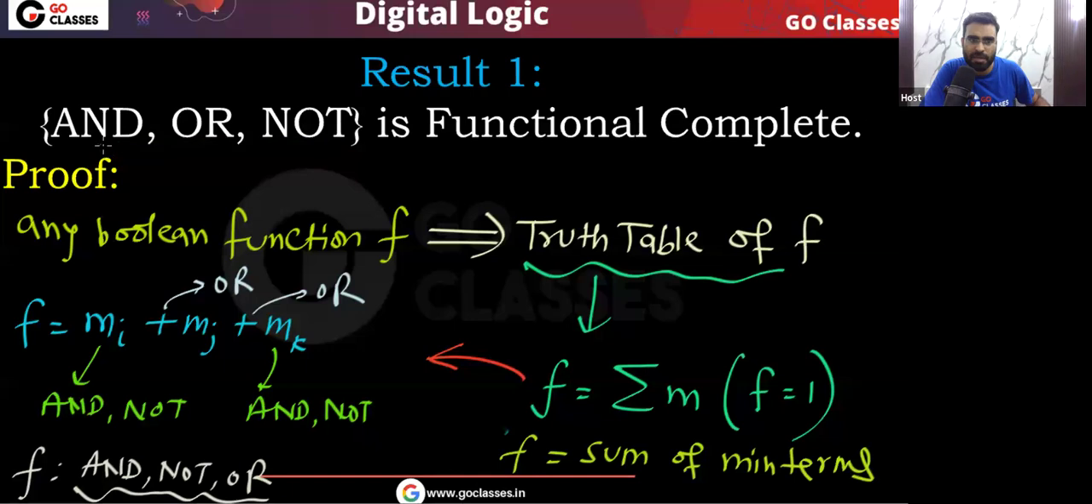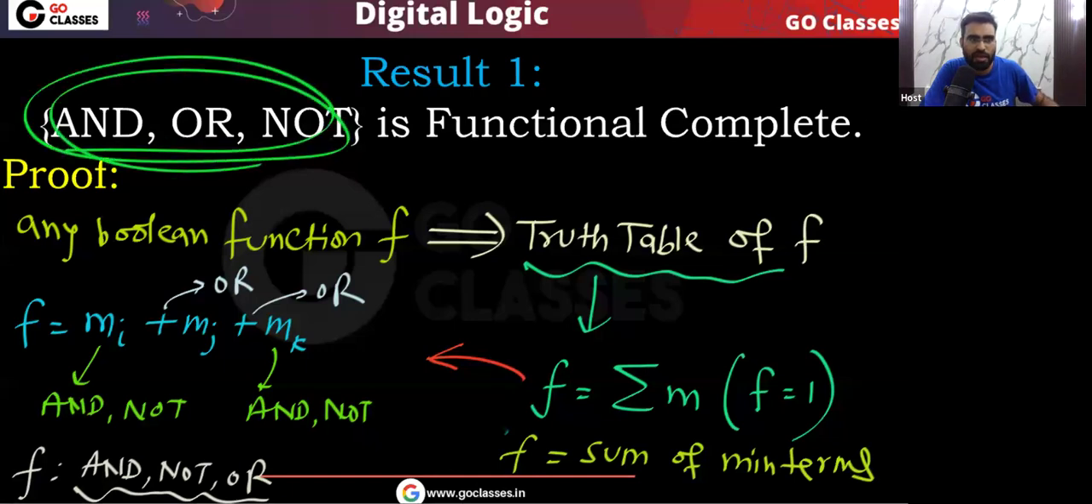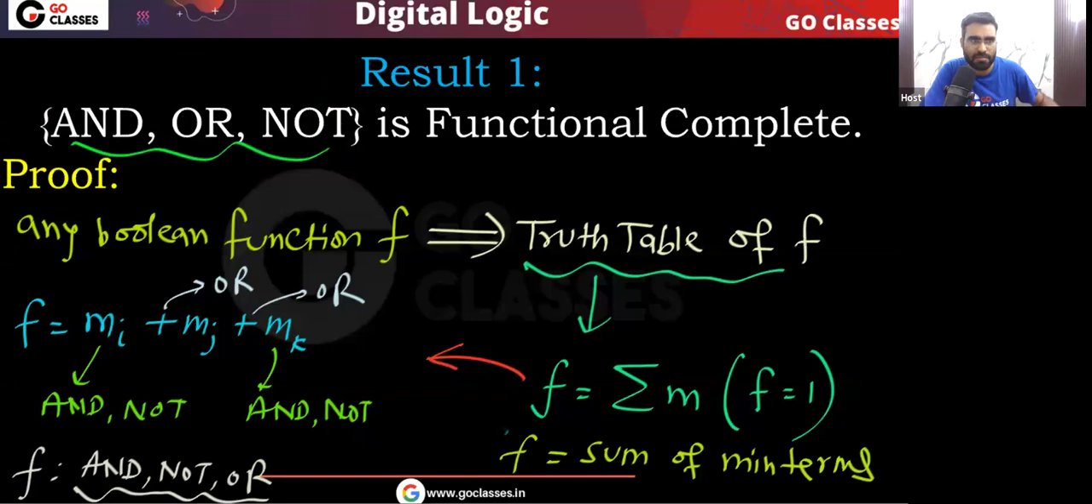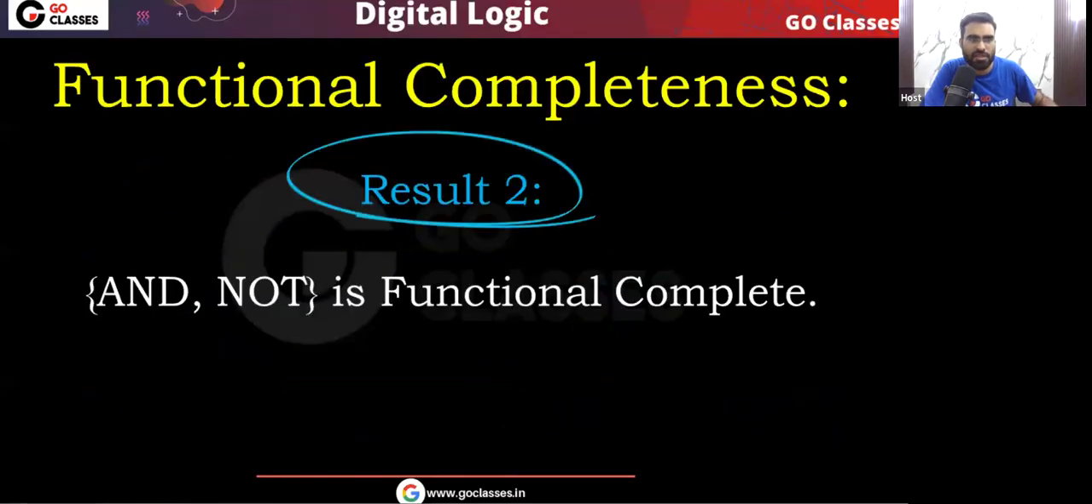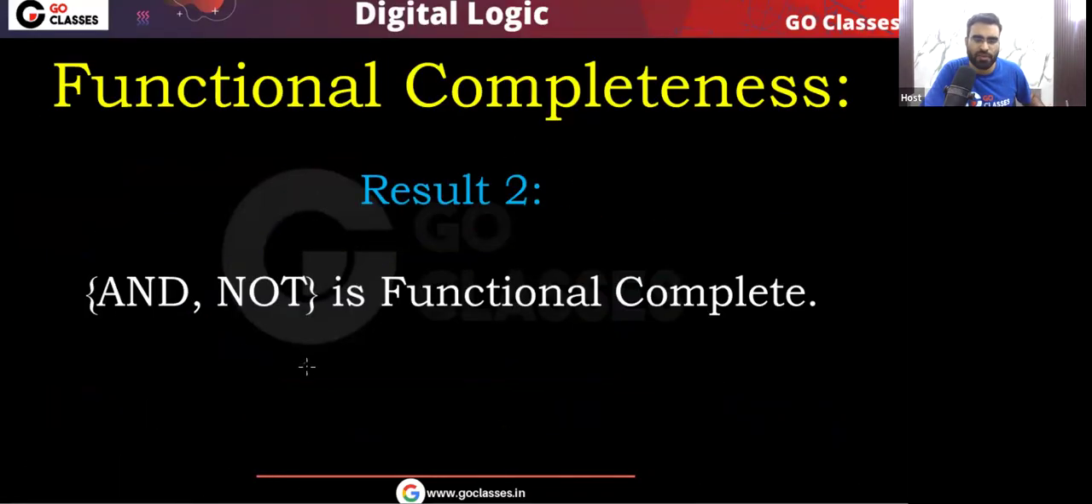This is functionally complete. Means using these three operations, we can write expression of any Boolean function. Every Boolean function can be expressed using only these three operations. Now I am saying that we don't need this OR. AND, NOT is enough. So this is our another result, that AND, NOT is functionally complete.